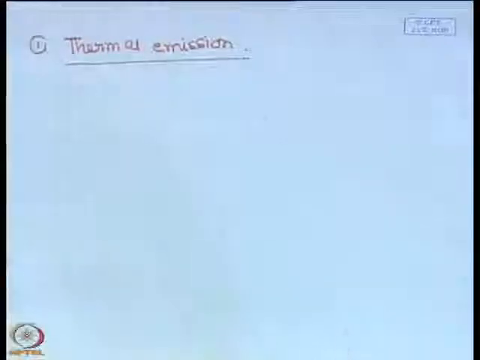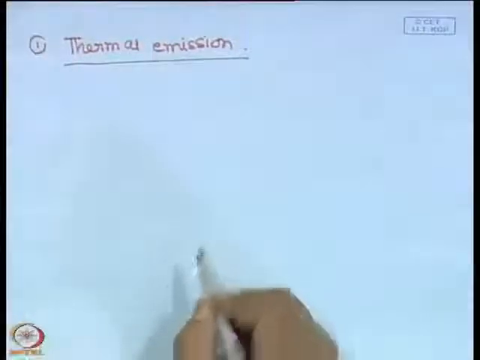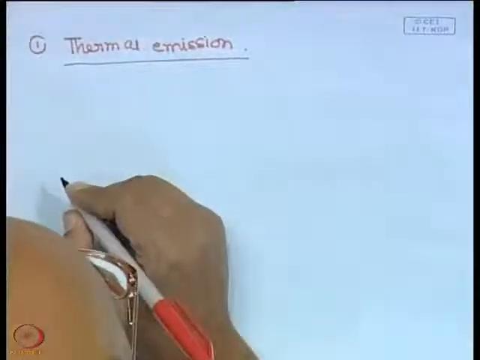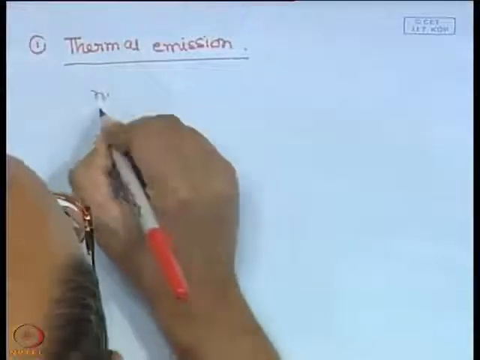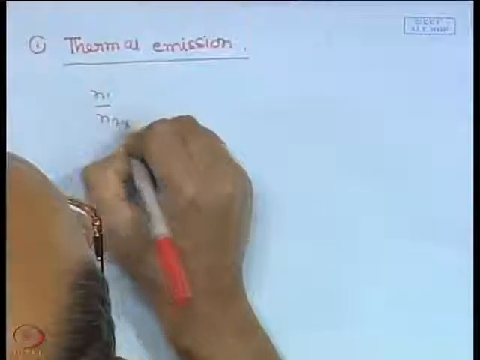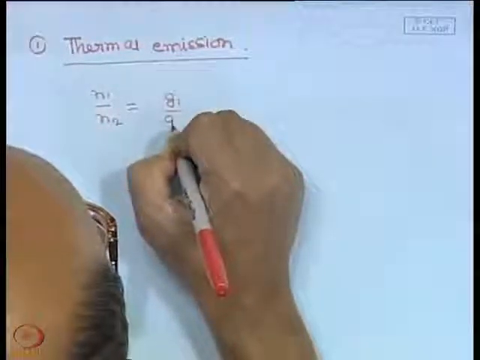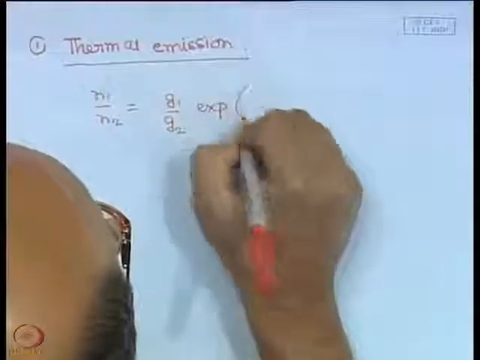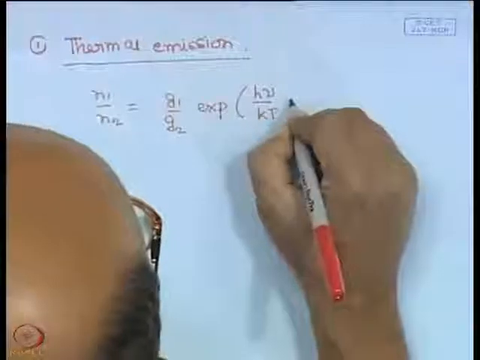In thermal emission, the two levels that we are dealing with are in thermal equilibrium, and we have seen that when the two levels are in thermal equilibrium, N1 by N2 is equal to G1 by G2 exponential h nu by kT.